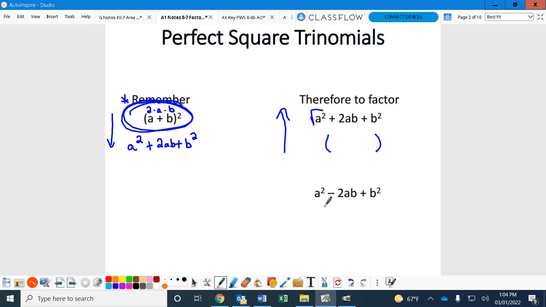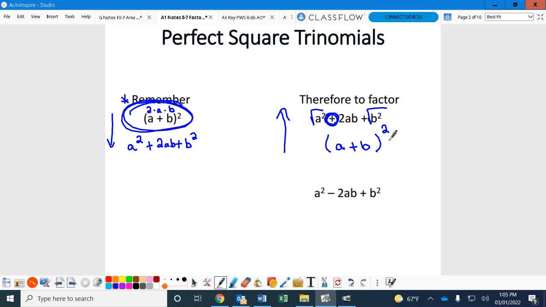Whatever is the first thing, you take the square root. Guys, what's the square root of a squared? You just divide the exponent by 2. It's just going to be a. And what is the square root of b squared? b. Because this has a plus sign right here, it is going to be a plus in the middle, and the whole thing is going to be squared. And you're finished. That's it. You factored it, and you don't have anything else you have to do.